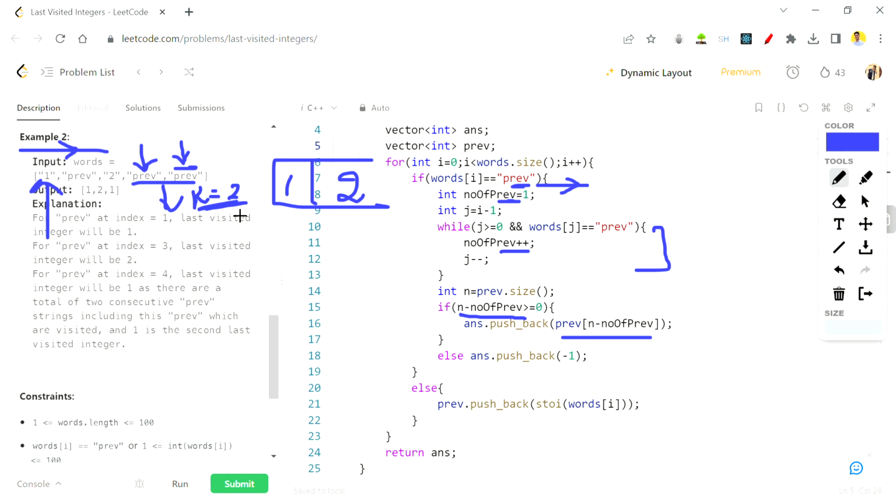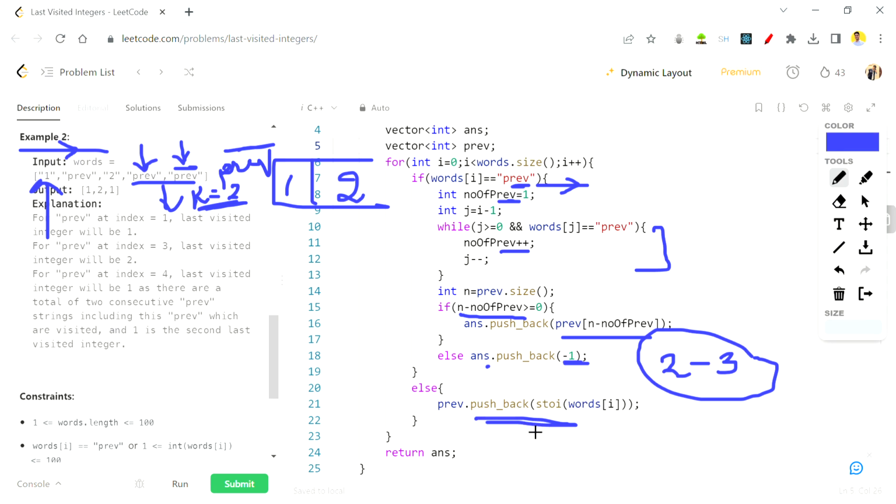In case k were equal to 3, for example, let's say another previous was there. For this previous k equals 3, and in that case we are going to have a negative index, since n is the size of the array which I am maintaining, here 2, minus 3, which is the value of k, so this index is not valid, and I'm going to return -1. Otherwise I'm basically going to push back the integer values. I'm going to use the stoi function in order to convert the string to an integer. At last I'm going to return the answer. Thank you so much.